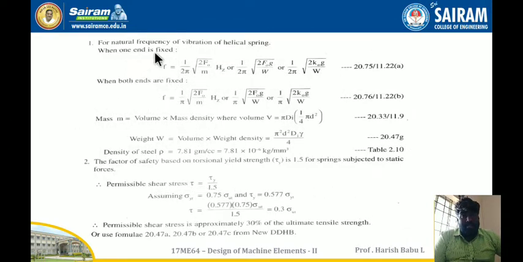For the natural frequency of vibration of a helical spring, you can use the formulas 20.75 and 20.76 for f, that is the frequency. Mass m, you can use the formula volume into mass density, where volume is given by pi D multiplied by 1 by 4 pi d square. Weight is equal to volume into weight density, that is given by pi square into d square D by 4. The factor of safety is based on the torsional yield strength. You can use the formula and find it out.